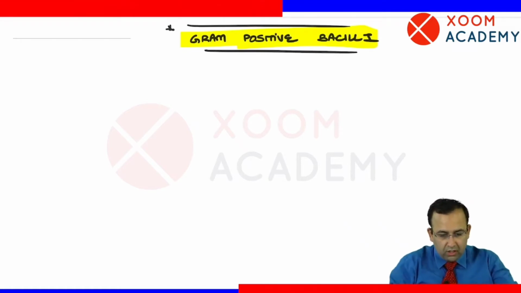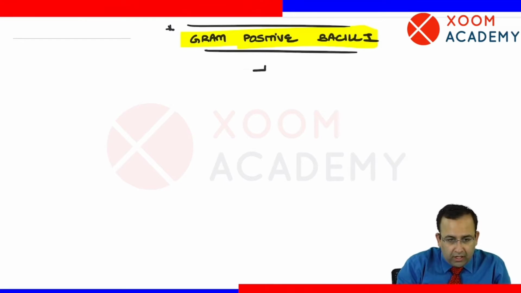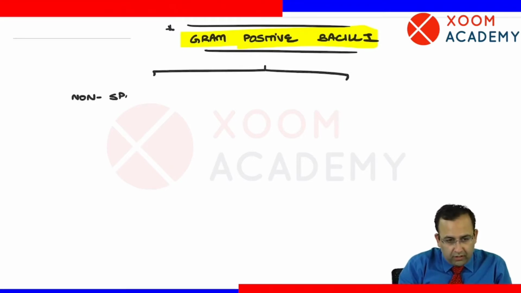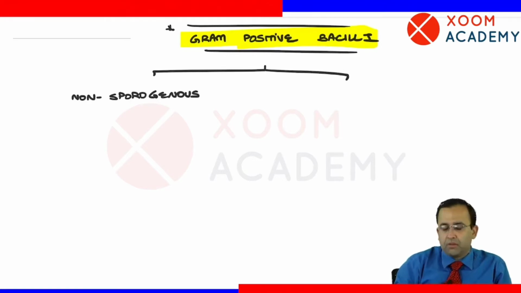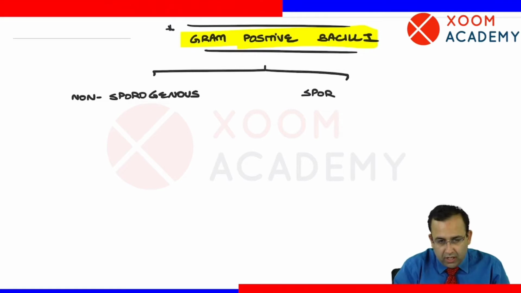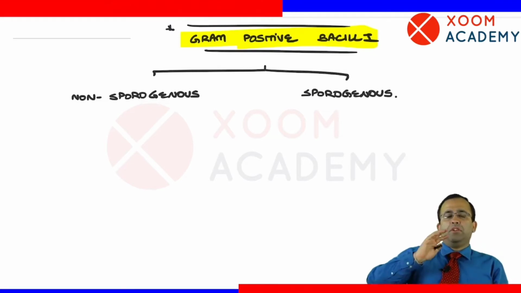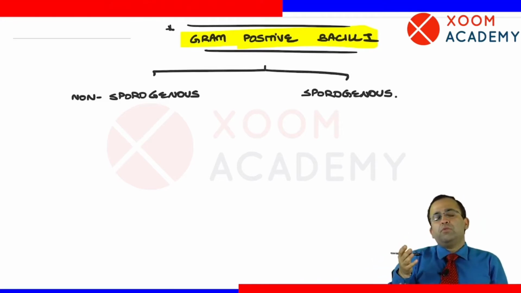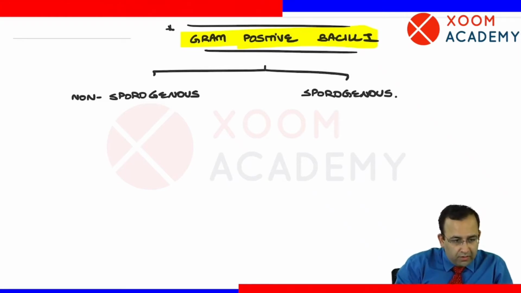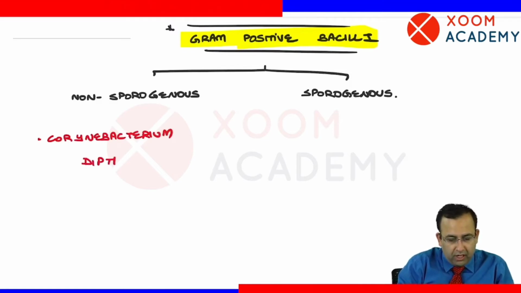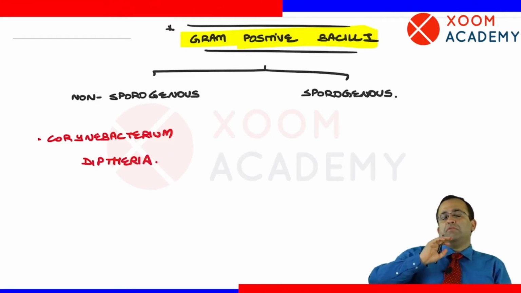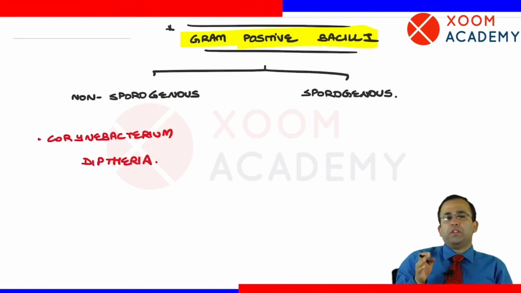Gram-positive bacilli. First point, I can divide gram-positive bacilli into two types: non-sporogenous, non-spore forming, versus sporogenous, spore forming. The main non-sporogenous gram-positive bacilli is Corynebacterium diphtheriae. This is a non-sporogenous gram-positive bacilli. Versus sporogenous, two main sporogenous.